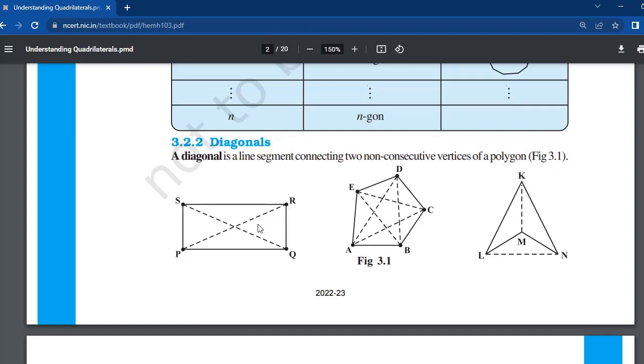However, in this quadrilateral, how many diagonals? Only 2 diagonals are there. If you look at this, how many diagonals are there? There are vertices 1, 2, 3, 4. 4 vertices are there, and 2 diagonals. 1 and 2, 2 diagonals are there. Okay.